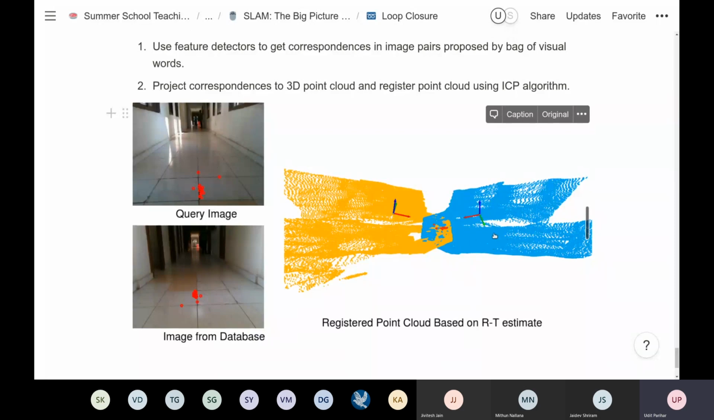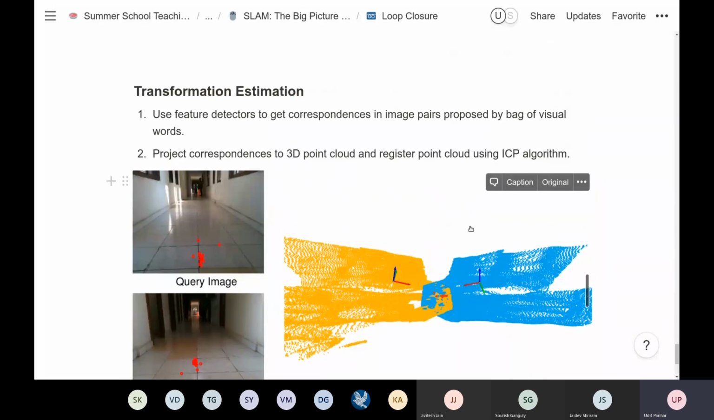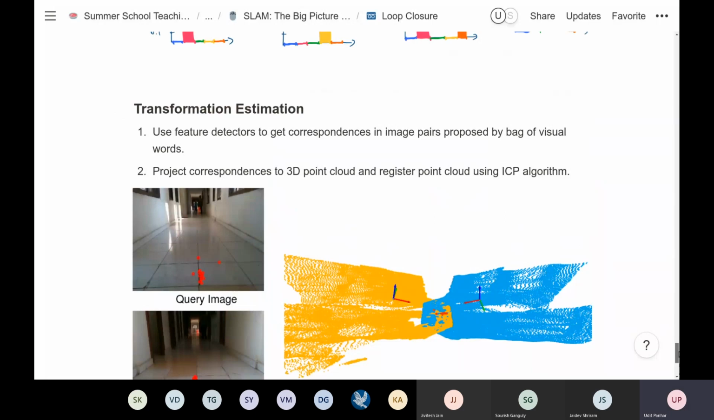The main thing is for you to see how the output of this ICP looks. You can see this is one corridor and this is another corridor, and ICP is correctly able to match these floor regions, and hence you get this RT estimation, the rotation and translation. If the two point clouds are perfectly aligned, then you can say those RT estimates are correct, and you can use those RT estimates to correct the drift.